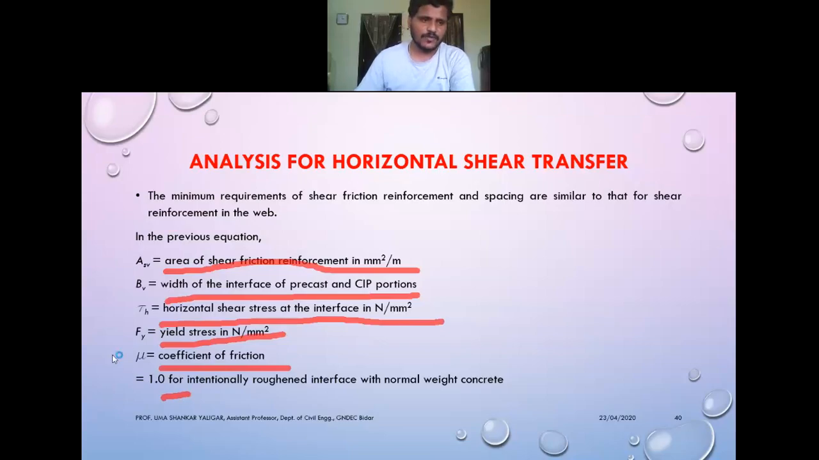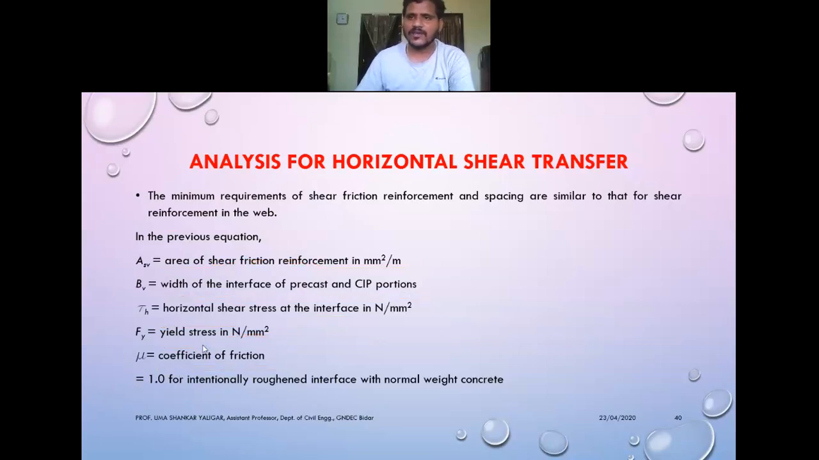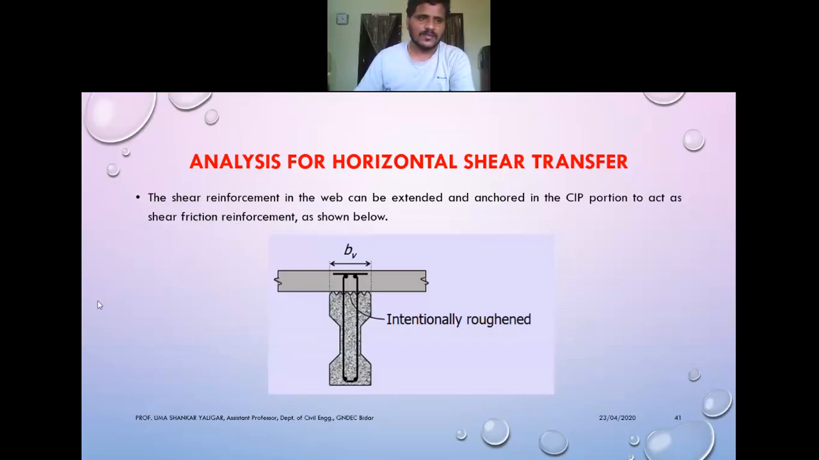In this way you can calculate the shear strength of your shear friction reinforcement due to the horizontal shear transfer. Then the shear reinforcement in the web can be extended. Whatever reinforcement we are providing in the web, the same reinforcement we can extend into the CIP portion. This flange is called the cast in place portion. It is anchored in the CIP portion to act as shear friction reinforcement. In this way you can provide the shear friction reinforcement.